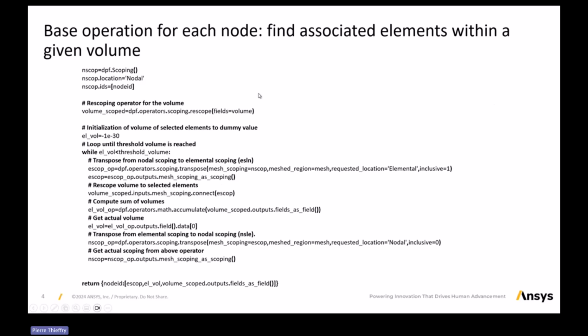So I have operations here. I have a base operation for each node. So what I do for each node, and you see here the DPF code to replace ESLN and NSLE, is use the scoping transpose function, which is very useful. When you have nodes, scoping transpose will give you the corresponding elements. And when you have elements, scoping transpose will give you the corresponding nodes. Super useful function. And in the end, I just return the small element volume.